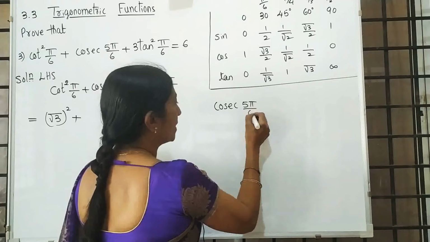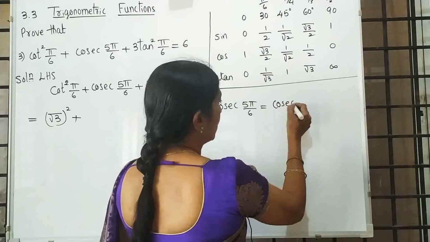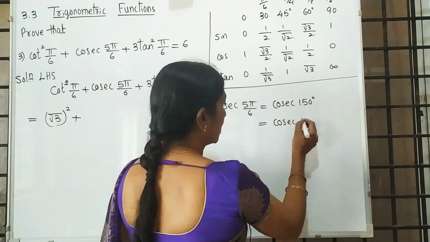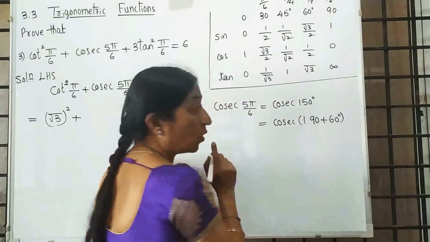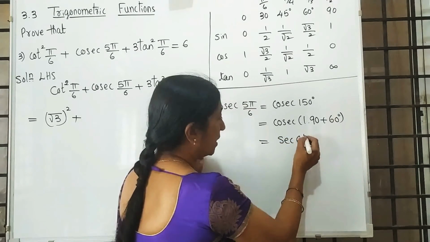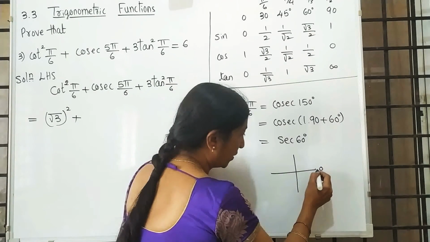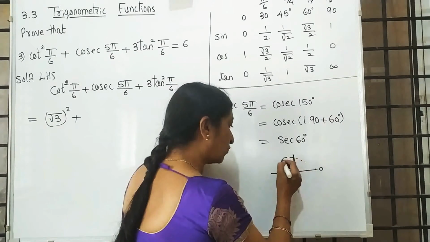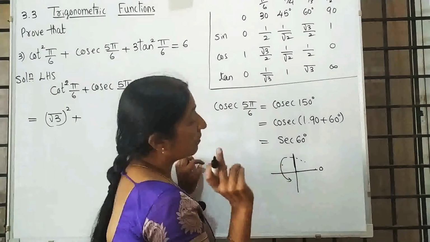Cosec 5 pi by 6, I am converting this in terms of degree. That is cosecant 150 degree. And this I am splitting as cosecant 1 into 90 plus 60. 1 is odd, cosecant changes to sec 60 degree. And can you tell me where it comes? Yes, it comes in second quadrant. It is 0 into 90, this is 1 into 90 plus, because we are moving in this direction. In second quadrant, cosecant is positive.